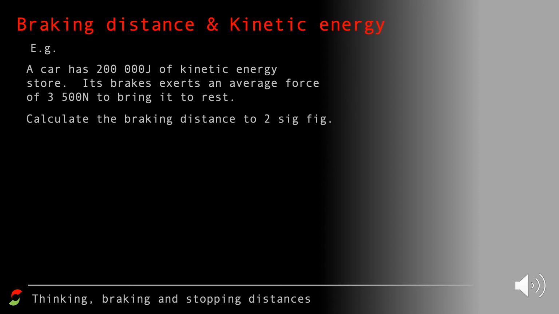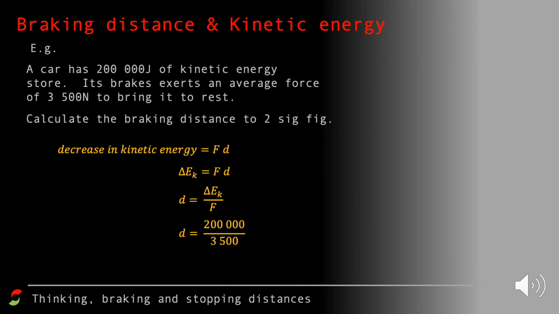So one thing that we need to realize is that the change in the kinetic energy of the car is going to be work done. And because it's mechanical work, mechanical transfer, that's force times distance. So that's the force exerted by the brakes times the distance that the car is traveling while the brakes are applied. So that means that we've got decrease in kinetic energy equals force times distance. And if we rearrange that, we get change in kinetic energy over force for our braking distance. And now we can just bang in those numbers and we get 57 meters to 2 significant figures.